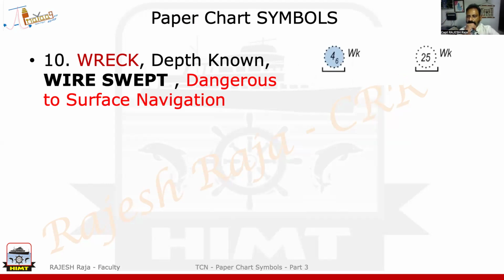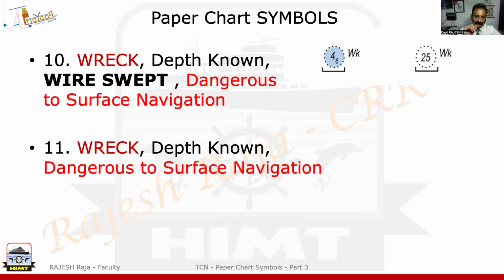So you can see I have shown you two wreck symbols, 4.6 wreck, 6 wreck, and wire swept. 25 wreck is wire swept. As far as the dotted symbol is concerned, please remember, it is considered dangerous to surface navigation. Do not plot any track on top of this. A wreck with a depth known and dangerous to surface navigation. Let us say it was not wire swept, it was checked by some other methods. So this is a 4.8 meters wreck and it is dangerous to surface navigation.